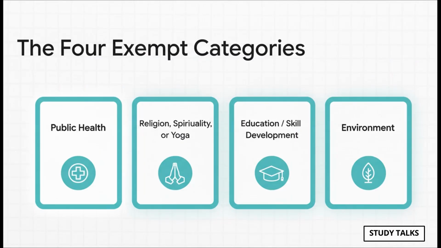The law really only cares about these 4 pillars. That's it. You've got public health services, but only for specific vulnerable groups. Then there's the advancement of religion, spirituality, or yoga. Third is education or skill development, but again, only for very specific groups of people. And finally, preservation of the environment. This is the entire universe of what GST considers an exempt charitable activity.